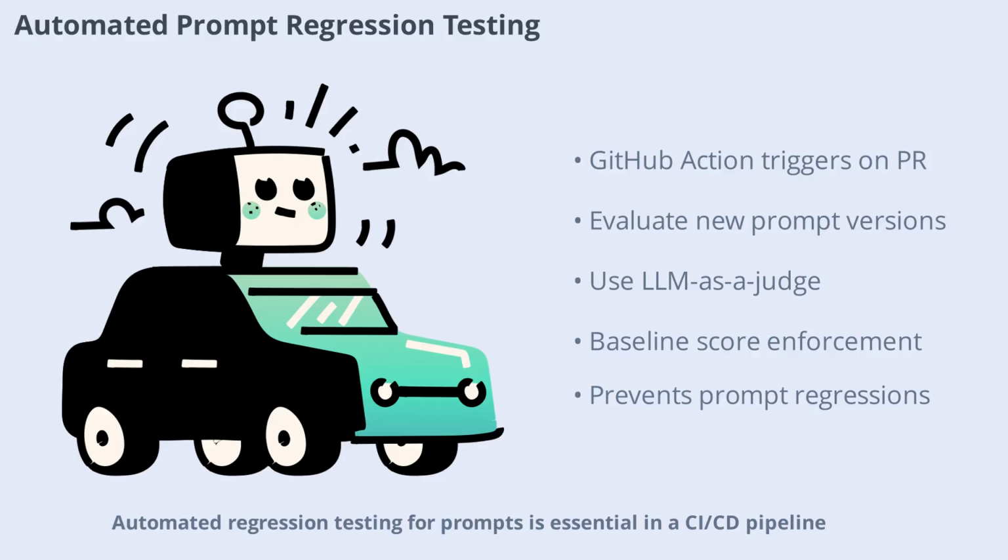Automated regression testing for prompts is essential in a CI/CD pipeline. Set up a GitHub Action that triggers whenever a pull request modifies any prompt file. The workflow runs an evaluation script, testing the new prompt version against a small representative dataset using an LLM as a judge. If the evaluation scores drop below an established baseline, the build fails, preventing problematic prompts from reaching production. This process ensures prompt quality and stability.